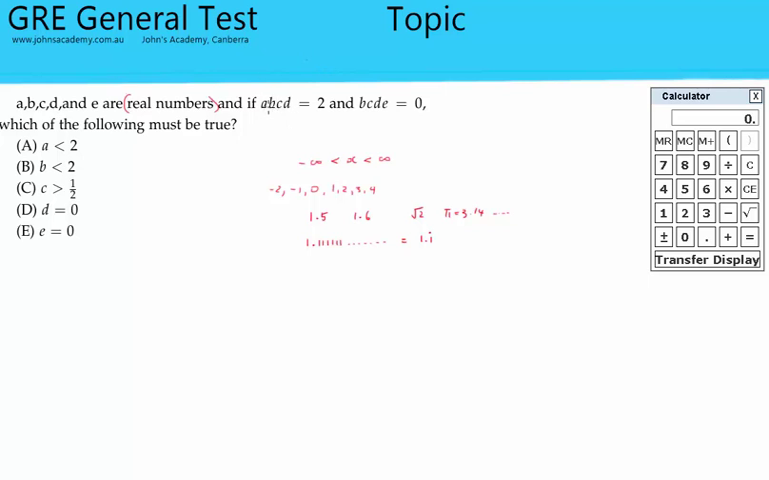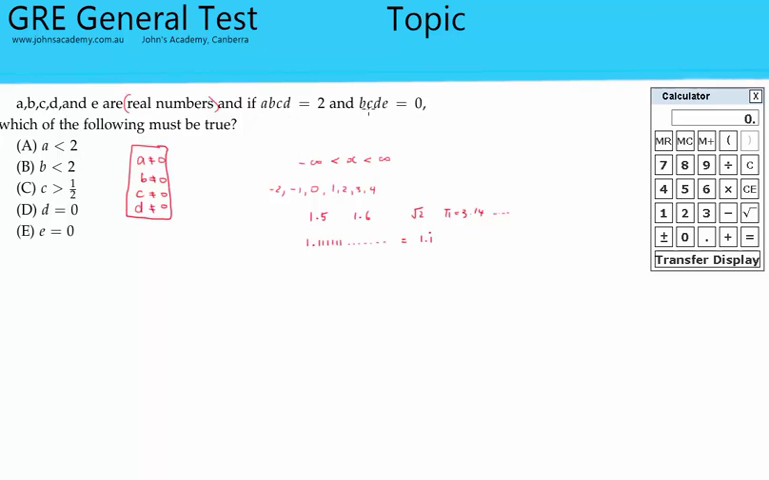Okay, so if A times B times C times D is equal to 2, here's a question. Can any of these numbers be 0? Because anything multiplied by 0 is 0. But it's not 0, it is a finite number, positive 2. So none of A, B, C, D are 0. A is not equal to 0, B is not equal to 0, C is not equal to 0, and D is not equal to 0.